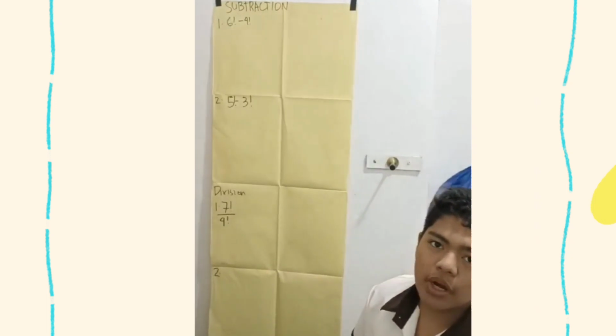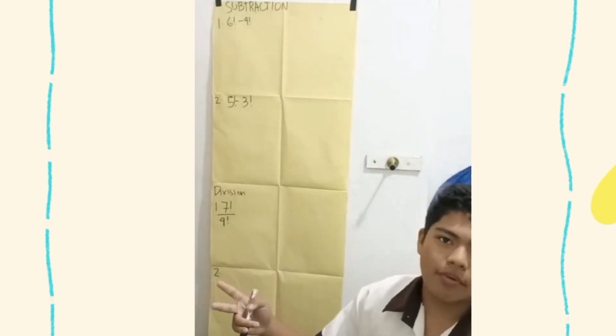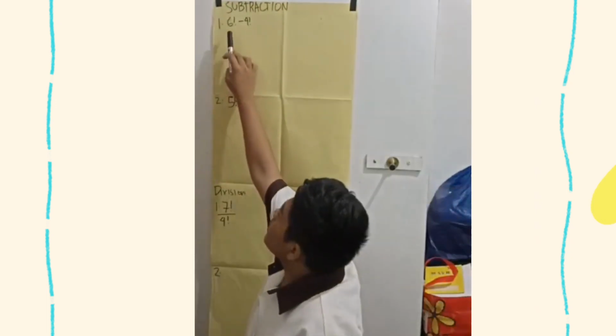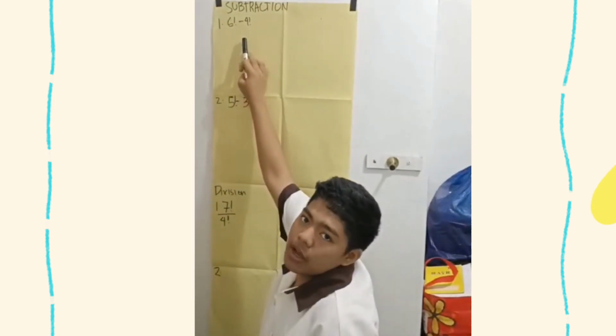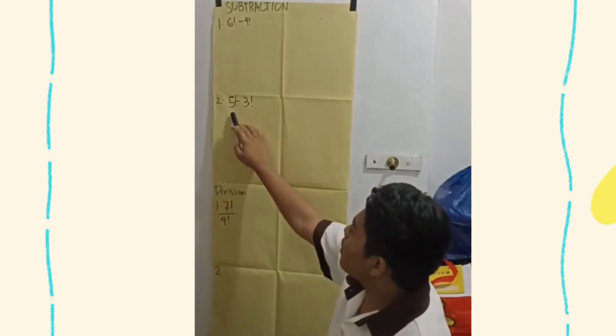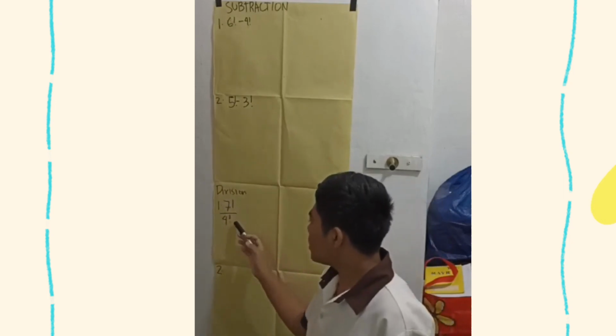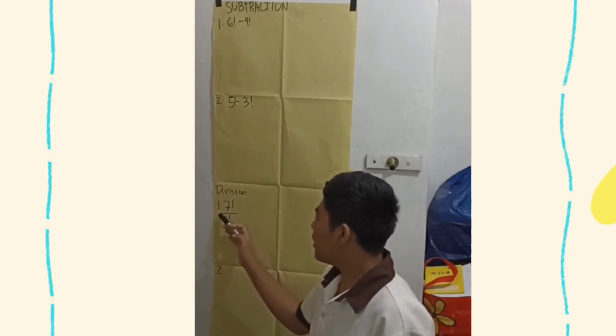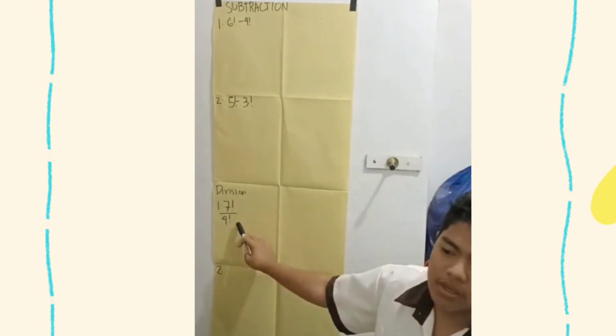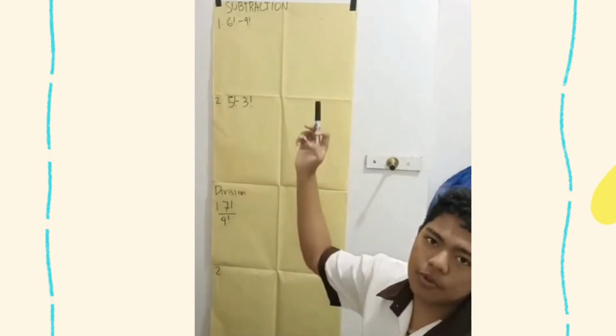Next, para sa subtraction, meron tayong dalawang examples. Number 1, 6 factorial minus 4 factorial. And number 2, 5 factorial minus 3 factorial. Sa division naman, meron tayong 7 factorial divided by 4 factorial. So, unahin na natin itong subtraction.